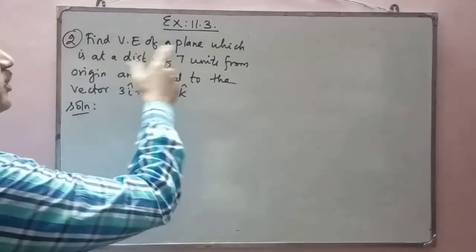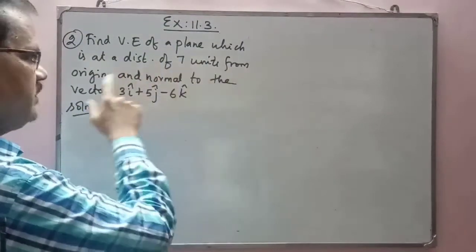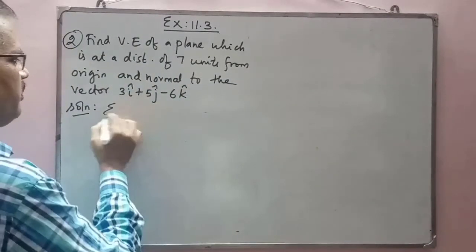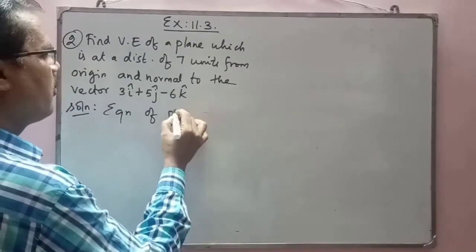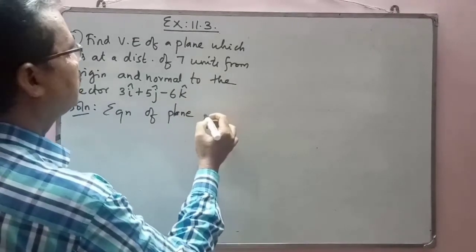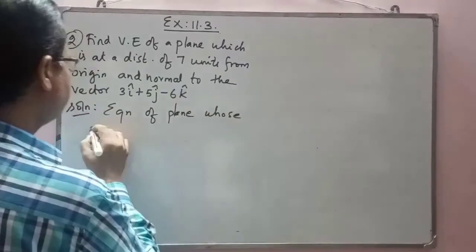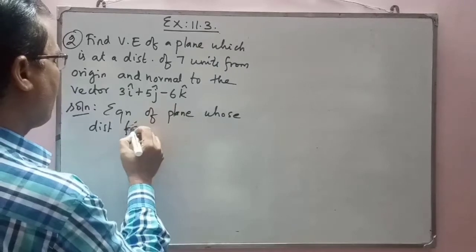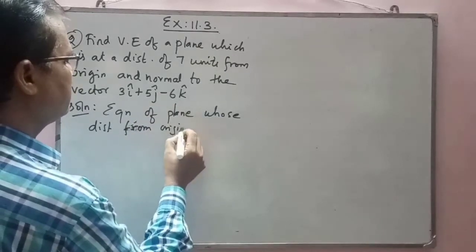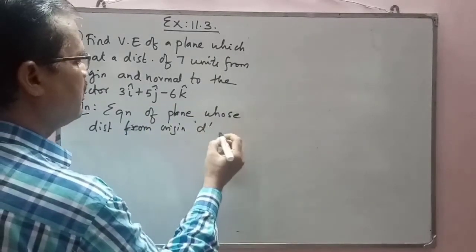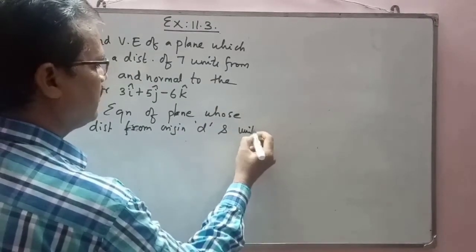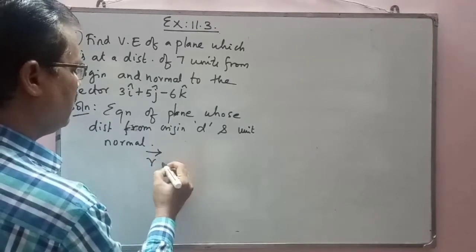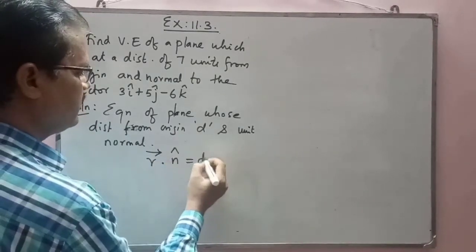Find the vector equation of a plane which is at a distance of 7 units from the origin and normal to the given vector. For doing this question, we should remember the equation of the plane whose distance from the origin d and unit normal n cap are given. We have a formula: r vector dot n cap equals d.